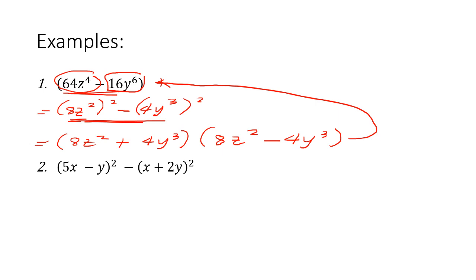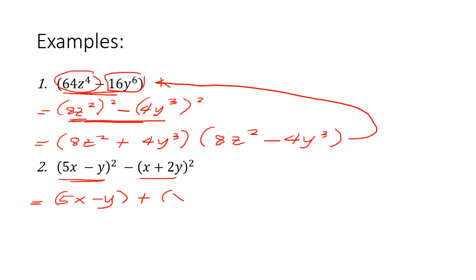Now, here, let's have quantity 5x minus y quantity raised to 2 minus the quantity of x plus 2y quantity raised to 2. Again, you have two terms that are squared, and then there is a minus symbol, so it falls under the difference of two squares. So here now, let's try to get the factor. So you have 5x minus y, right? That's the quantity, right?